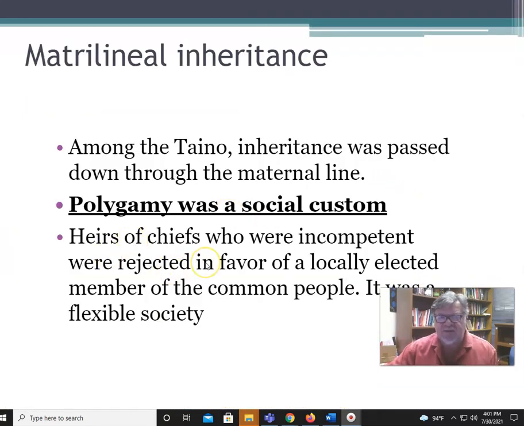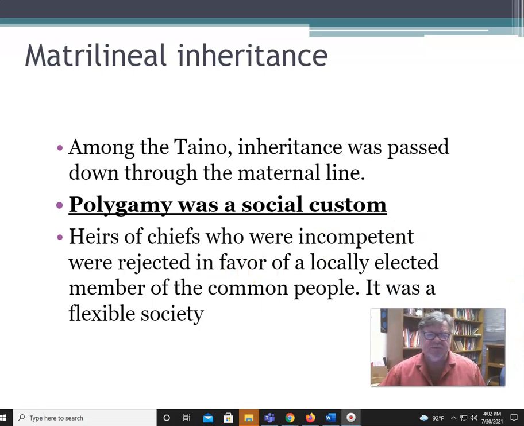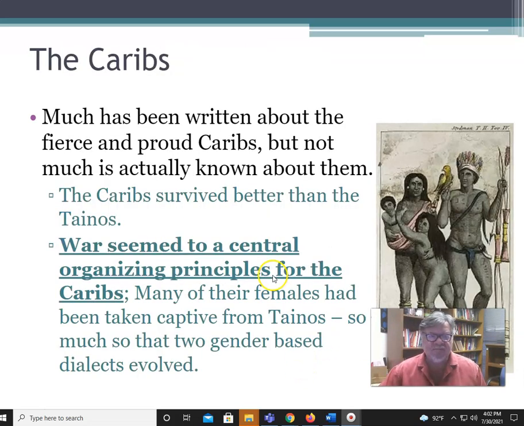Matrilineal inheritance. Among the Taino, the inheritance was passed down through the maternal line. Polygamy was a social custom among the Taino. The heirs of the chiefs who were incompetent were rejected by the people in favor of a locally elected member of the common people. So it was a flexible society with some degree of what we would call today democracy.